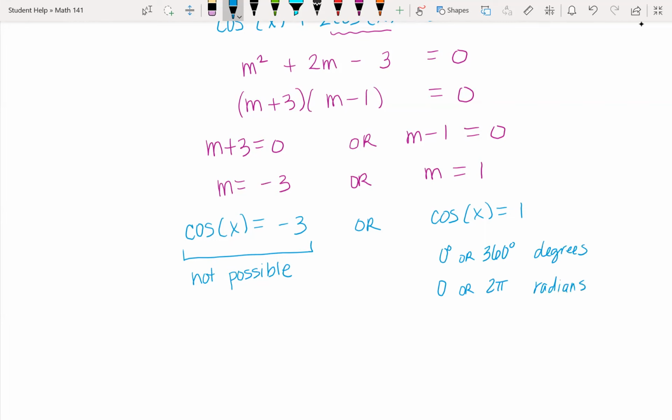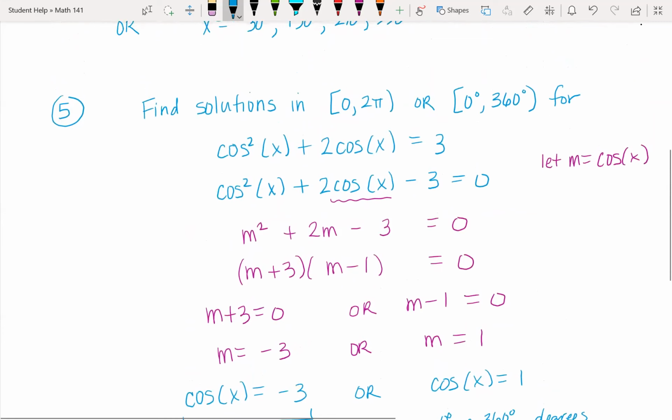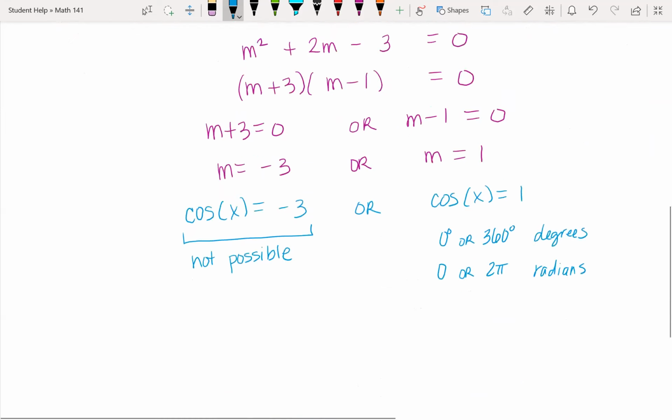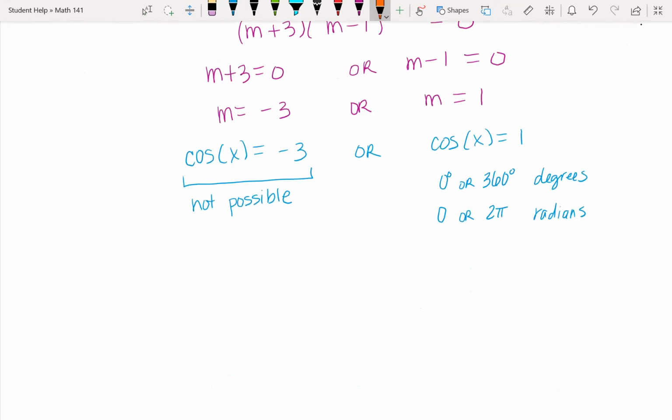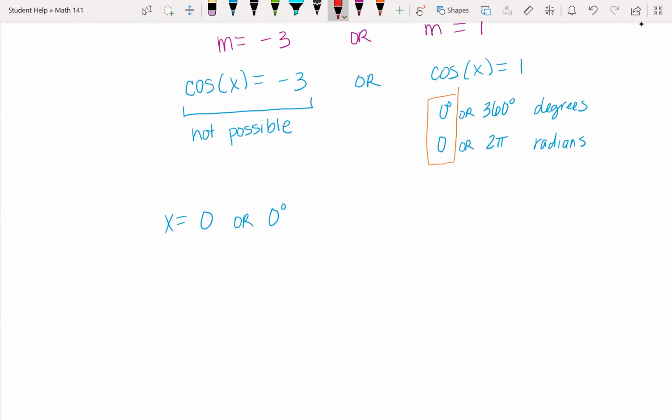But when I look back at the original, the way that our ranges are set up for the solutions, 0 and 0 degrees is included in our possibilities, but the 2 pi and the 360 degrees are not. We've got a rounded parentheses. So for this case, we're just going to accept these two answers only. So our solution is going to be x equals 0 or 0 degrees. When we write 0 in this way with no degree symbol, this is a radian measurement.